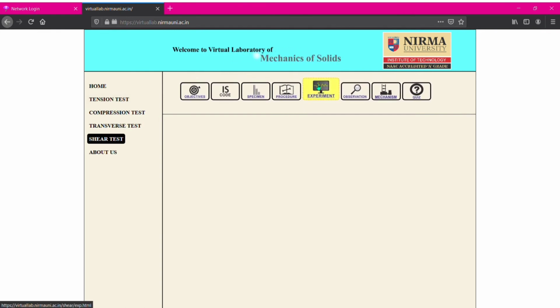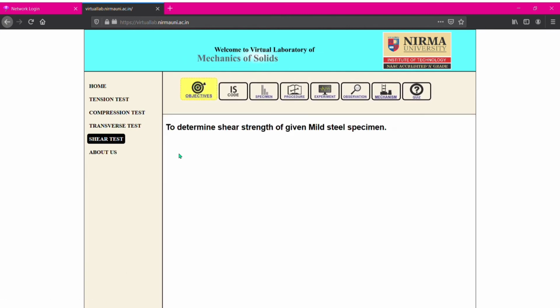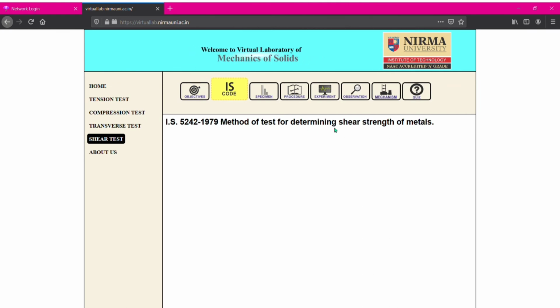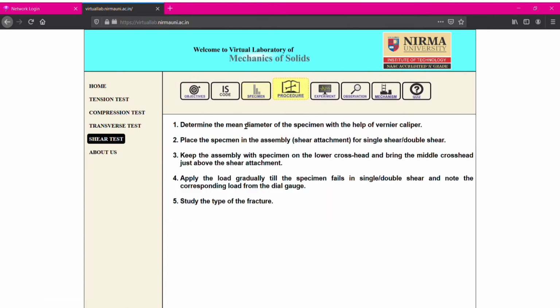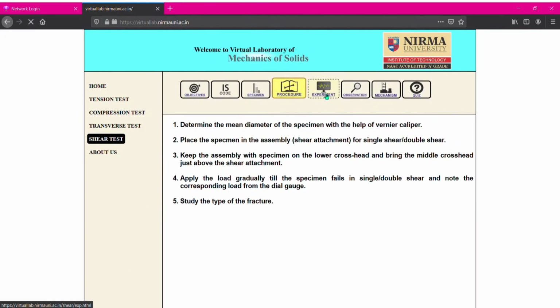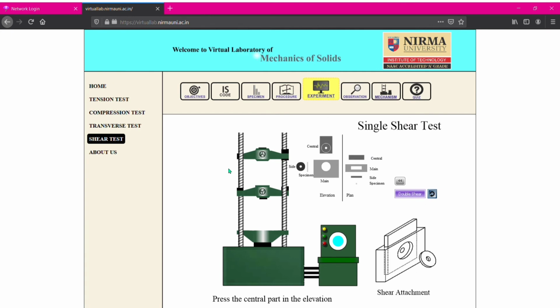After tension and compression test, let's look at shear. You can go through the web page that we have put here about the objective, relevant IS codes, how you prepare a specimen, and the procedure to be followed in the laboratory, and we will jump to the experiment, which is an interesting thing. Now remember, when we perform shear test, there are two types of shear tests that you can perform. One is single shear, one is double shear. We will first perform single shear.